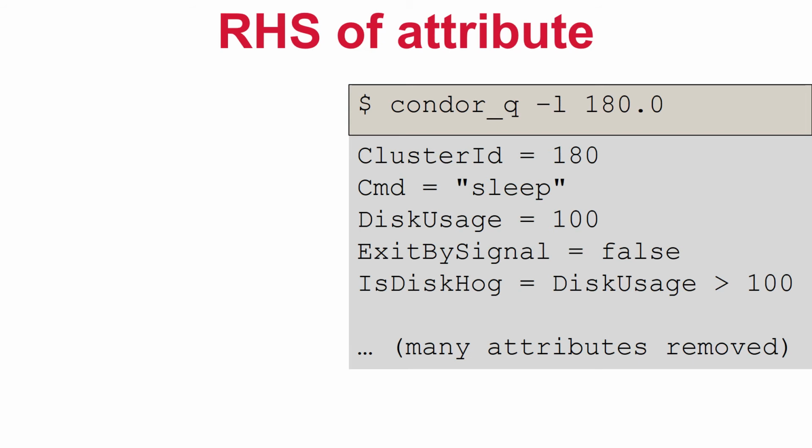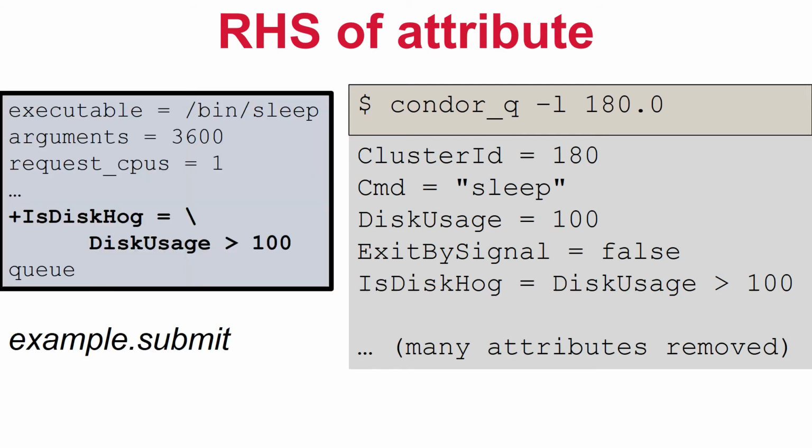This particular attribute is not a standard one in an HTCondor job, but you can add it just like you could add any other custom attribute with the plus syntax in the submit file. That might look something like this. These expressions can in turn refer to other attribute expressions and so on, which gives you a lot of flexibility.